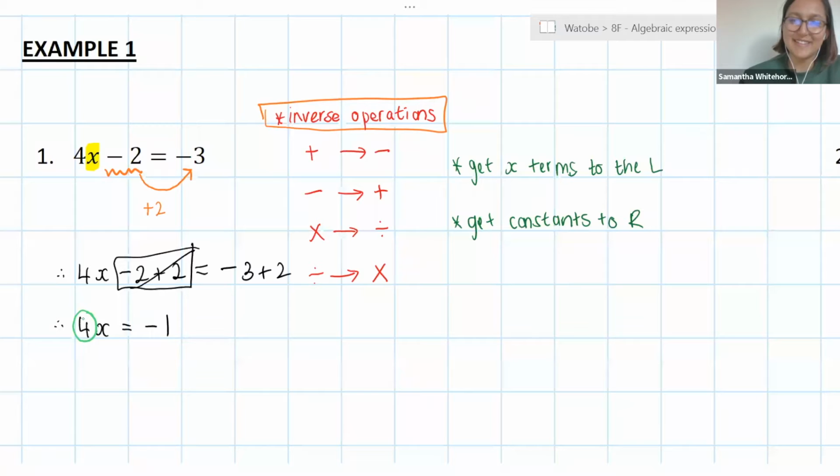Good. Ma'am, I don't understand how you got the +2. Okay, so I'm just moving it over the equal sign. I want to put it on the right-hand side, and to do that I have to do the opposite of what it was. It was -2, so I have to +2. Oh, thank you.